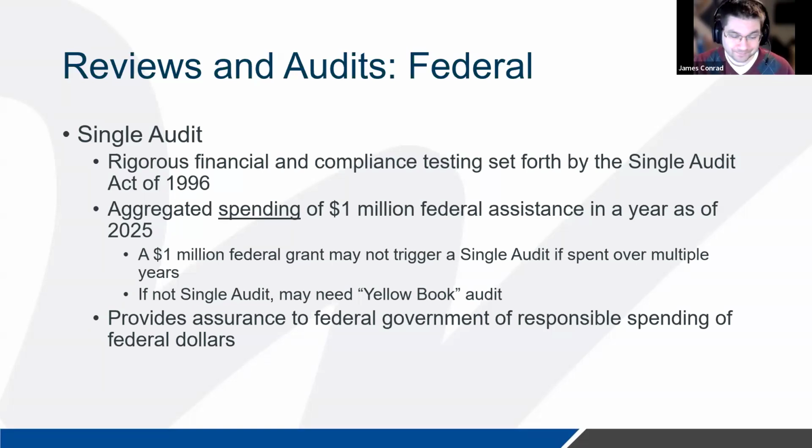triggering the single audit. Now, if you don't hit that $1 million threshold, there may be a slightly less rigorous audit called the Yellow Book audit. I'm not going to get into the specifics of it, but it is rules set for it by the feds to make sure you're using the dollars correctly. And that's all part of the government knowing that their dollars are being used responsibly.